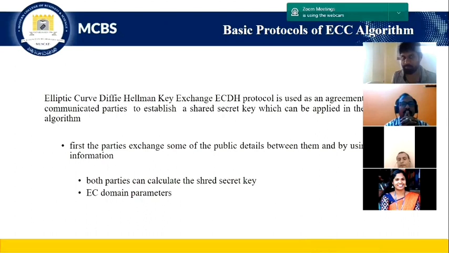Okay. The next protocol is the elliptic curve Diffie-Hellman protocol, which is used as an agreement to allow the communicating parties, for example Alice and Bob, to establish a secure key which can be applied in the private key algorithm. First, the parties should exchange some public information, and using that public information, the parties can calculate the shared key. And of course, that should be done after agreeing on the elliptic curve domain parameters at the beginning. Next, please.